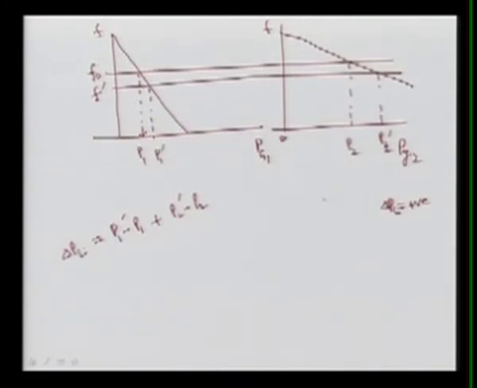So this change in the output is nothing but the change in Pg1 plus the change in Pg2. You can see here this generator is sharing more compared to this one. Those having less slope will be loaded much more compared to this. So this is the parallel combination of these machines.